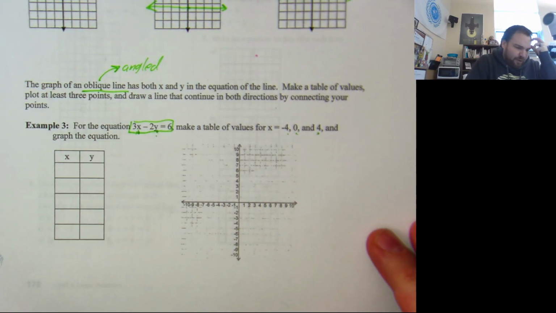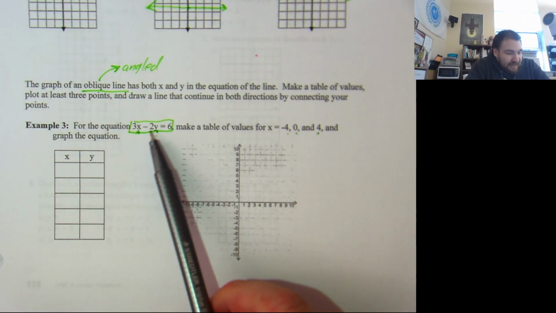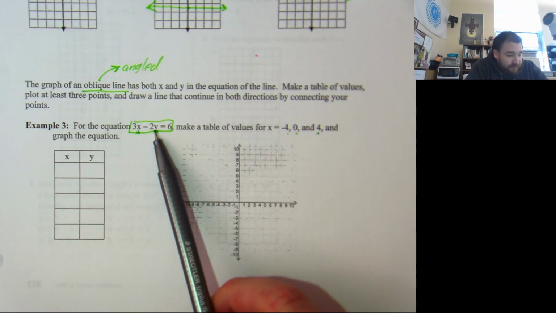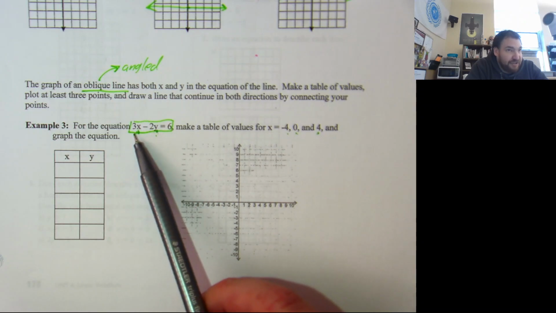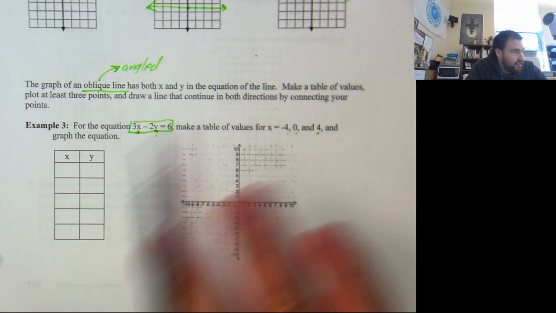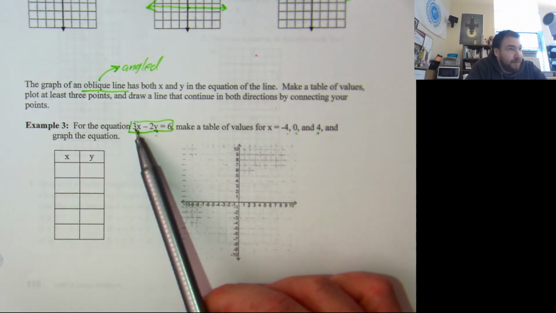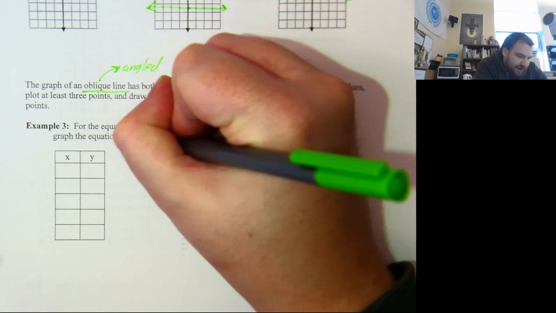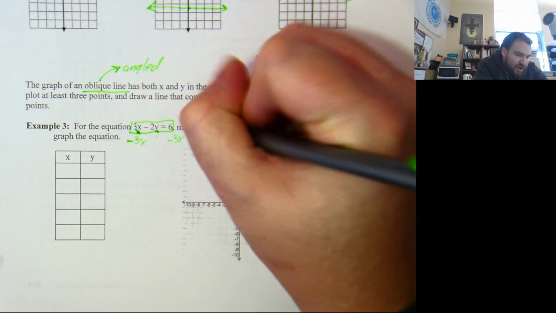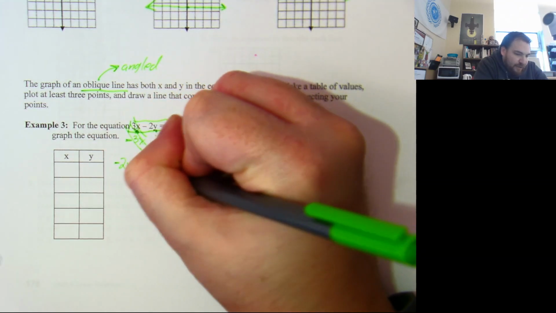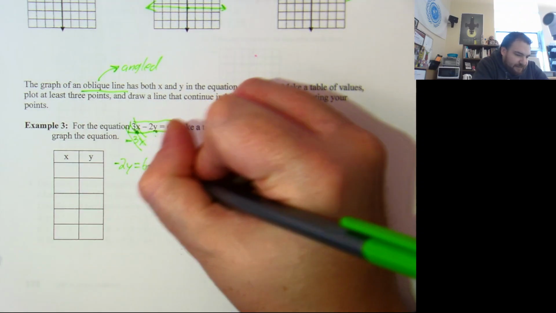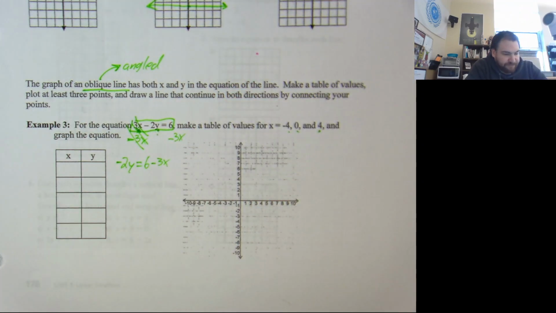So let's do that. I want to get y by itself. To get y by itself, we leave this -2y alone, and we start by getting rid of this 3x, just like we did last chapter. This 3x is positive. I want to get rid of it. How do I get rid of positive 3x? Take it away. Subtract 3x on both sides. On the left, it cancels, and I'm left with -2y equals 6 minus 3x.